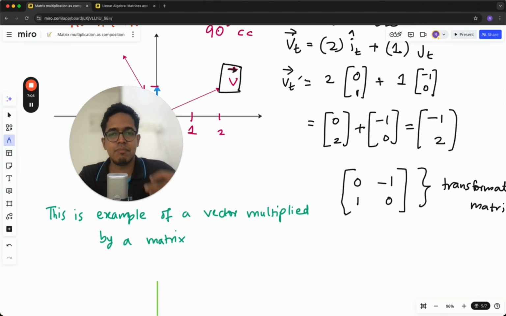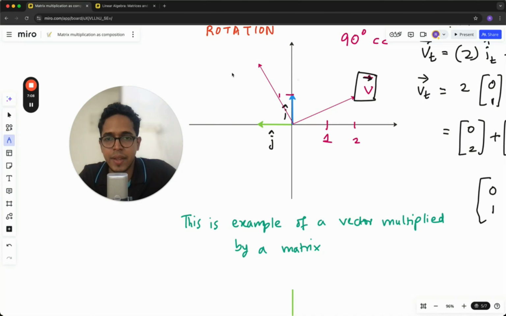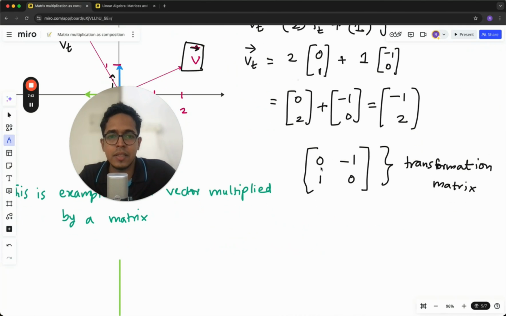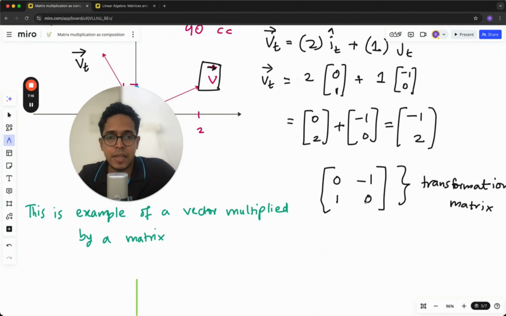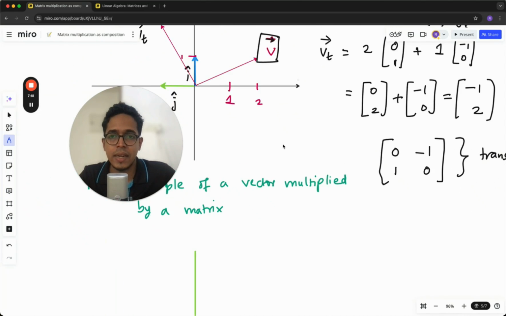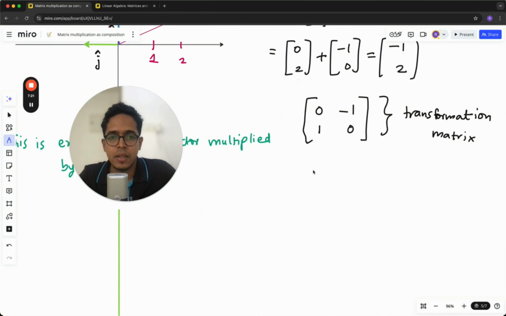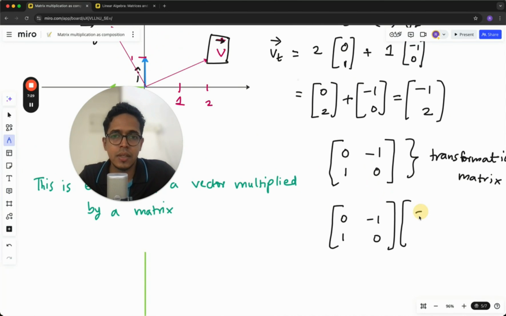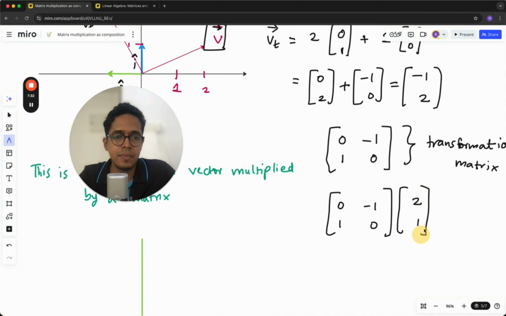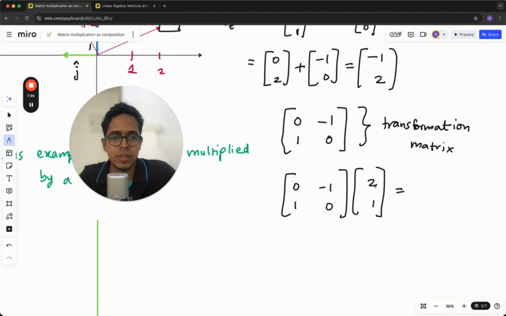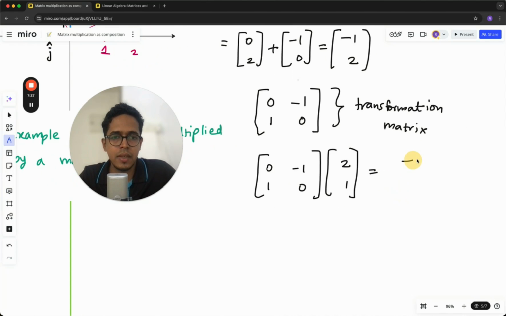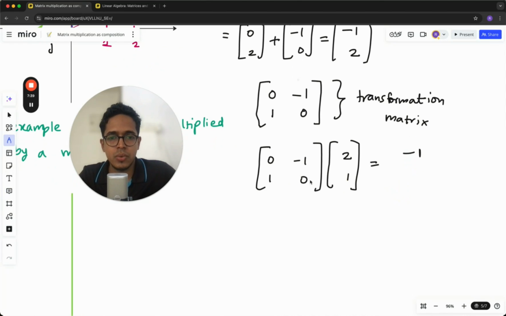And how do we get the final transformed vector vt using this transformation matrix? All we need to do is multiply this vector with the transformation matrix. So let us do that and see if we are indeed getting this v transformed. So 0, 1, -1, 0 multiplied by the coordinates of the original vector v, which was 2, 1. So this will be 0 multiplied by 2 is 0, -1 multiplied by 1 is -1. Then 1 multiplied by 2 is 2, 0 multiplied by 1 is 0. So this will be 2.